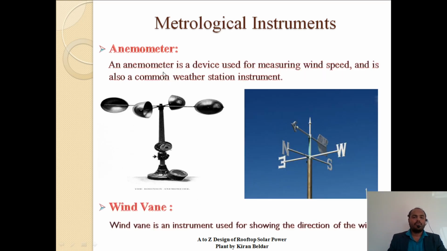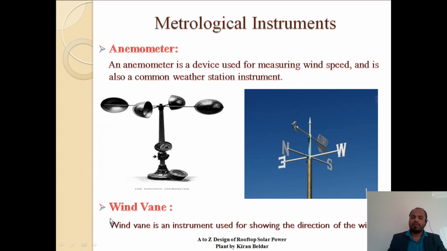Anemometer. An anemometer is a device used for measuring wind speed and is also a common weather station instrument. This is a diagram of an anemometer. Basically, how much speed in kilometers per hour the wind is flowing is measured with the help of the anemometer instrument.